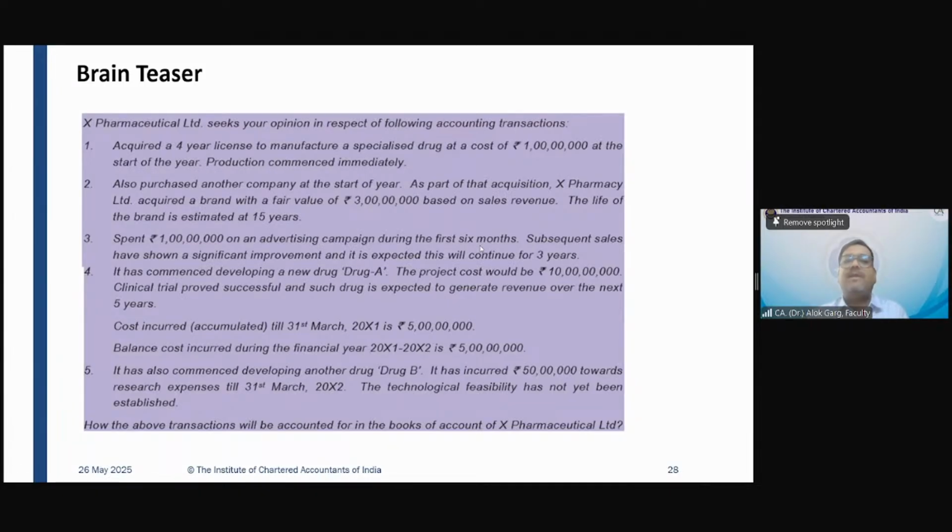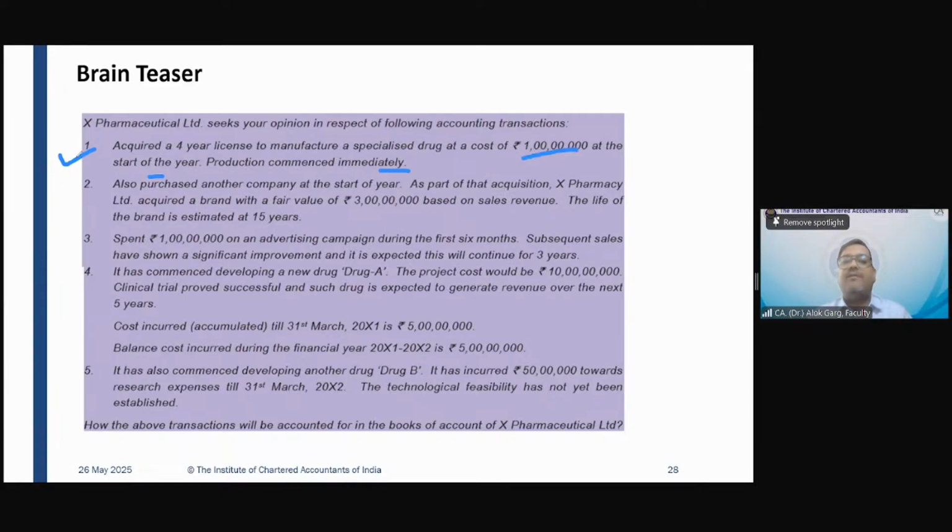X Pharmaceutical Limited requires your opinion in respect of following accounting transactions. This company acquired a 4-year license to manufacture a specialized drug at a cost of rupees 1 crore at the start of the year. Production commenced immediately. So what is the treatment of this transaction?